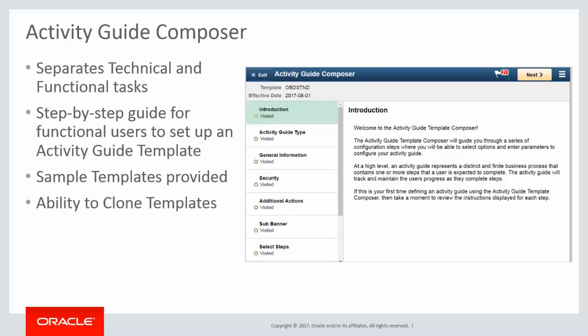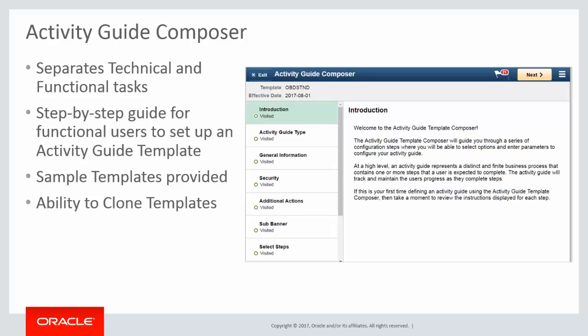The Activity Guide Composer makes it easier for a functional administrator to configure an Activity Guide template. An Activity Guide is a PeopleTools feature that allows you to define guided procedures for a user or group of users to complete. Users are presented with a list of actions or tasks that need to be completed to finish the procedure. Activity Guides have been used in Guided Self-Service and Fluid Candidate Gateway, but many more applications are possible.